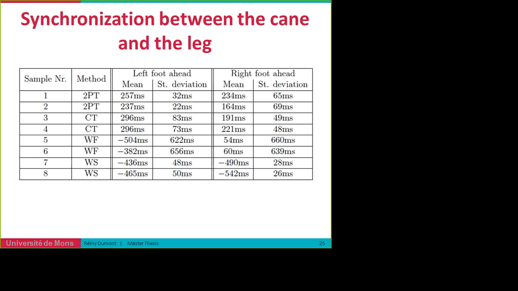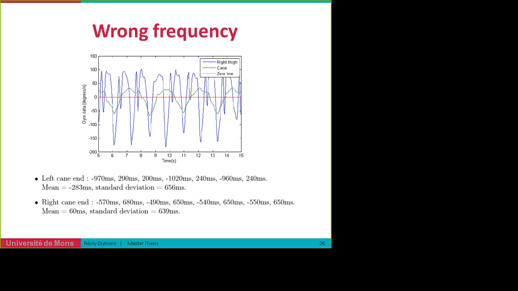The first one is the wrong frequency. For the wrong frequency, the cane user is sliding from one side to the other every 2 steps instead of every step. We can see that because we can find this error with the standard deviation, which is going to be very high in this particular case.